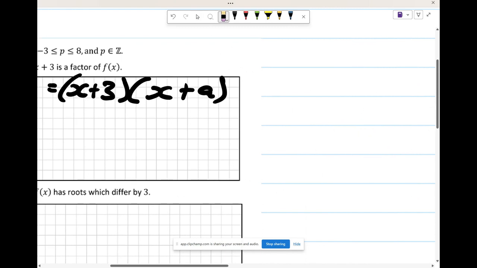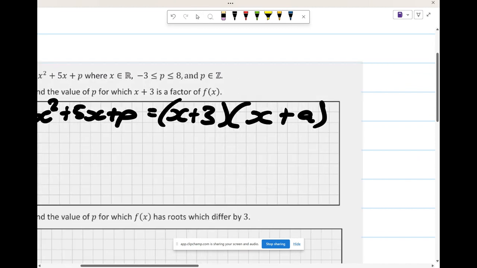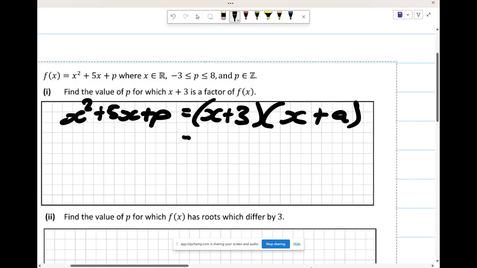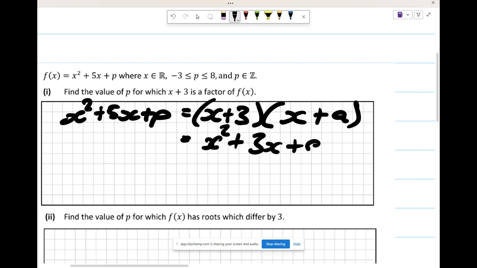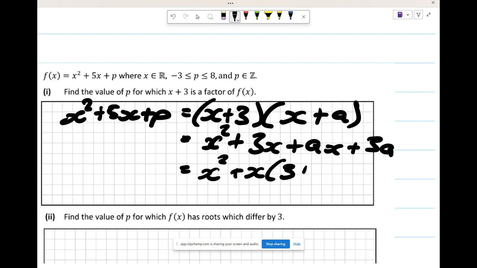And let's see what we can do. So factors multiplied out, so let's multiply them out. So x squared plus 3x plus ax plus 3a. Okay, then there's a common factor here in the middle with the x. So x times (3 plus a) plus 3a.